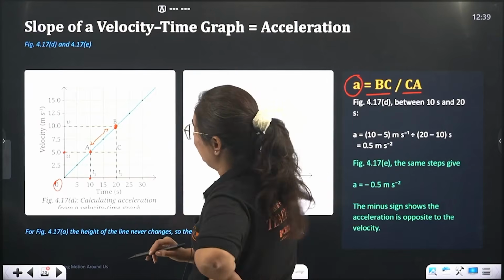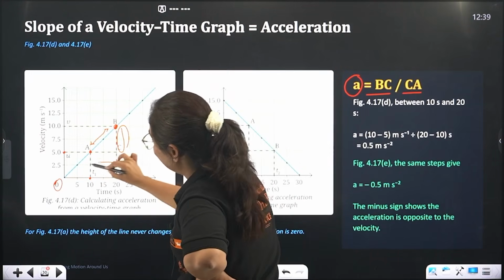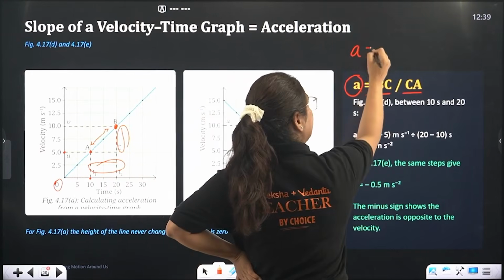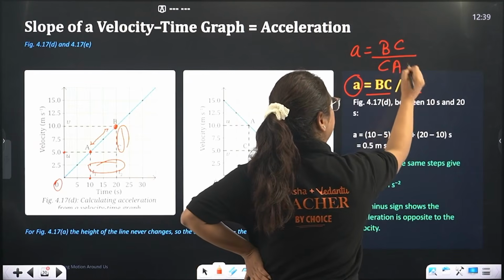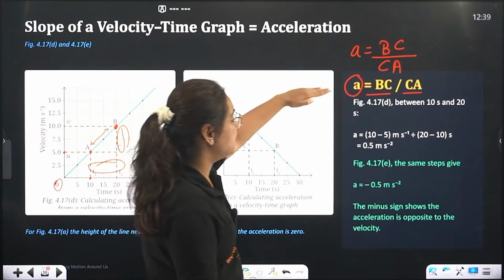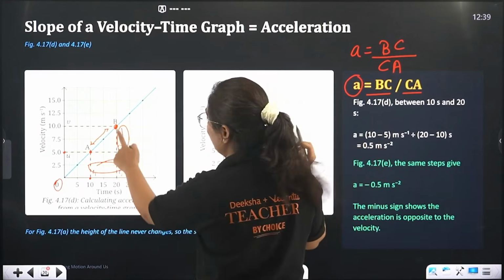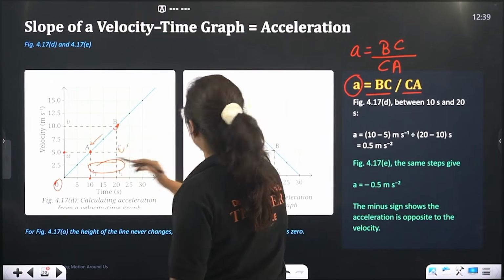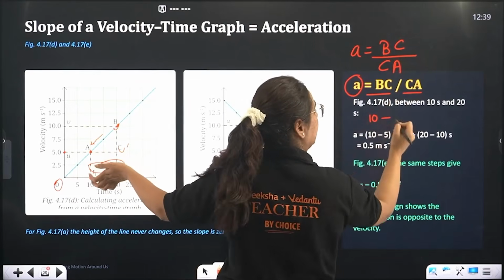What is the difference? It will be calculated with the help of this BC. However, the time will be calculated T2 minus T1. So, beta, acceleration equals change in velocity upon change in time, that is BC upon CA. If we calculate it, in this case, the acceleration, what was the time, beta? What was the velocity? 10 meter per second minus 5 meter per second.